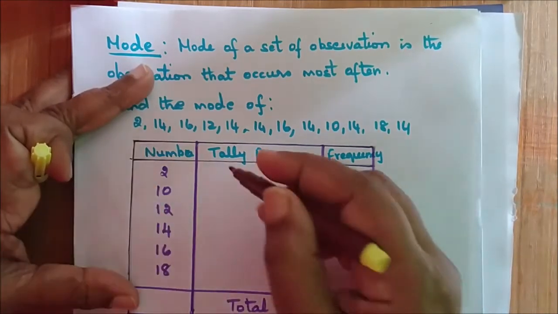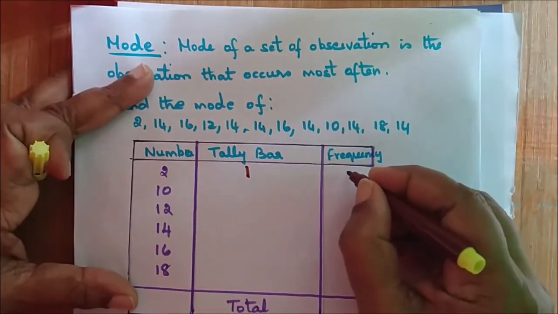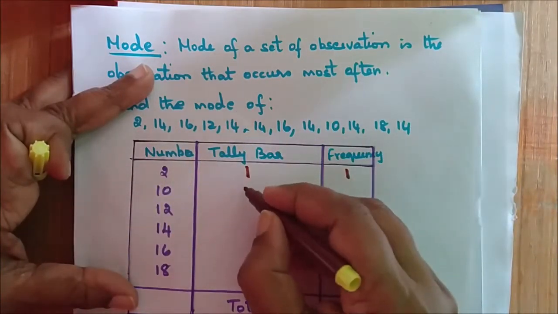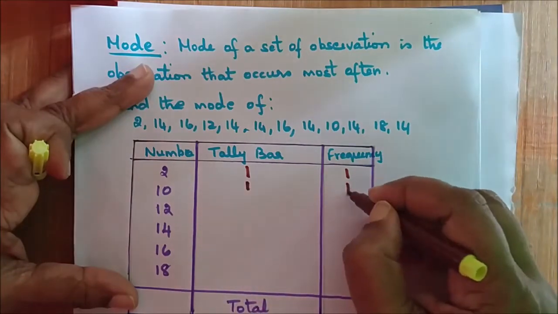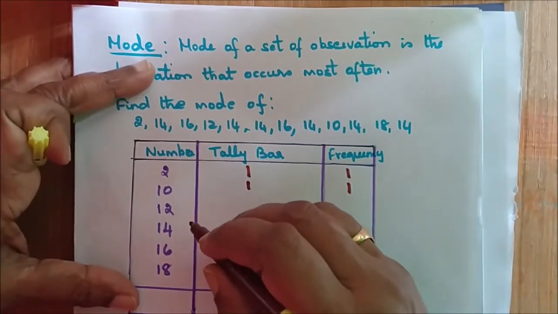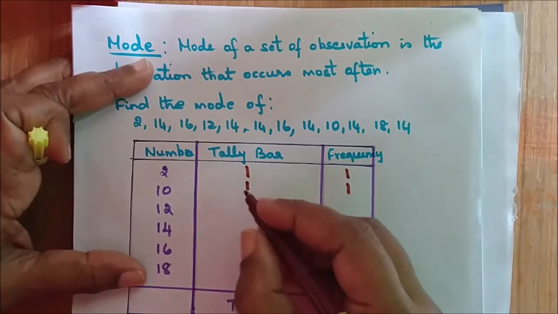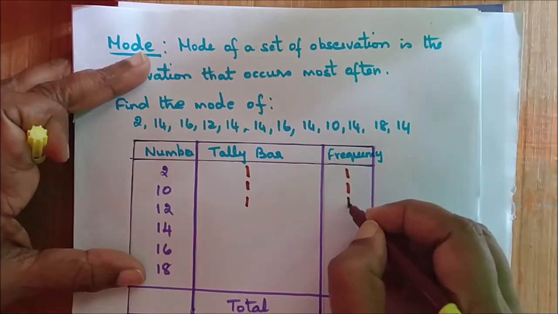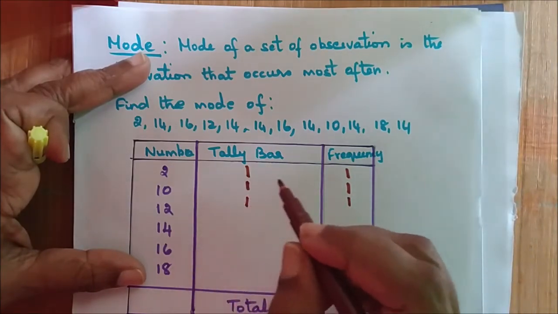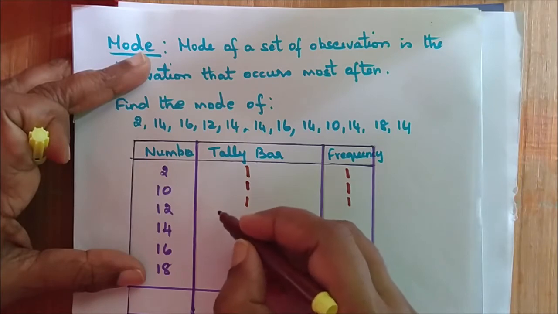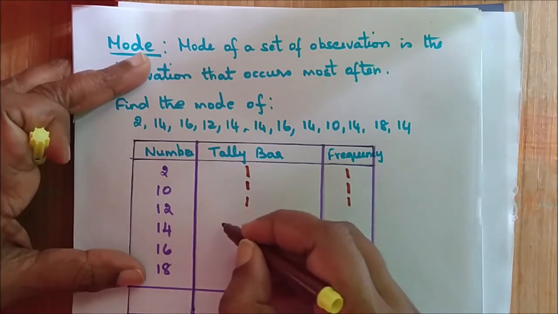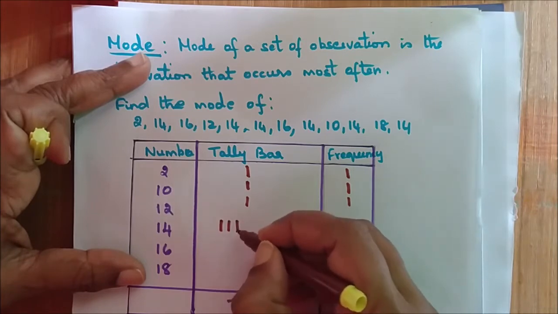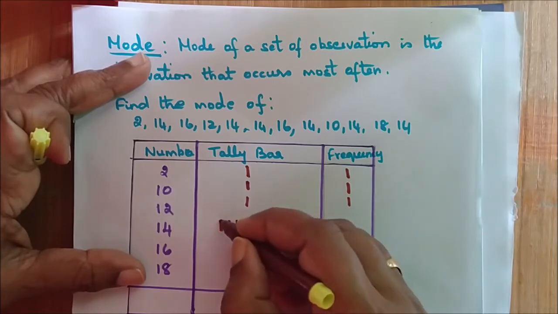Now the number 2 occurs only once, so I write here 1. Similarly, the next one is 10. 10 occurs only once, so I put 1. Then I go to 12. 12 occurs only once, so I put 1. Then the next one is 14. How many 14s do I have? The first 14 is 1, the second 14 is 2, then the third and fourth, and then I put a cross.